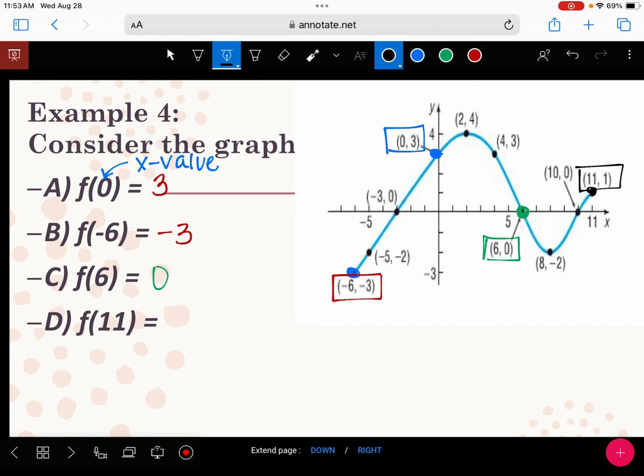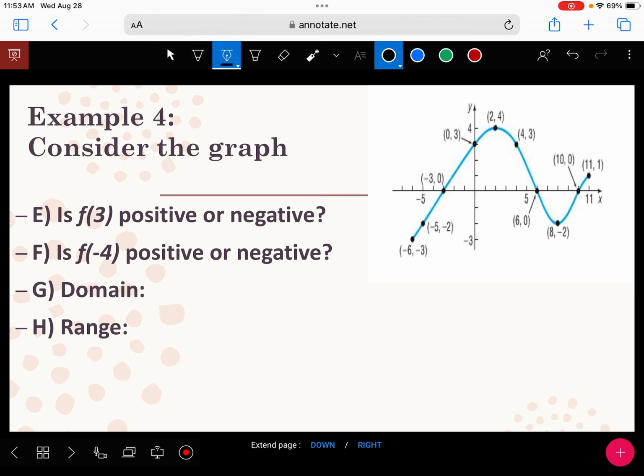All right, next 4 questions with the same graph. Go ahead and copy down the next 4, E, F, G, and H.